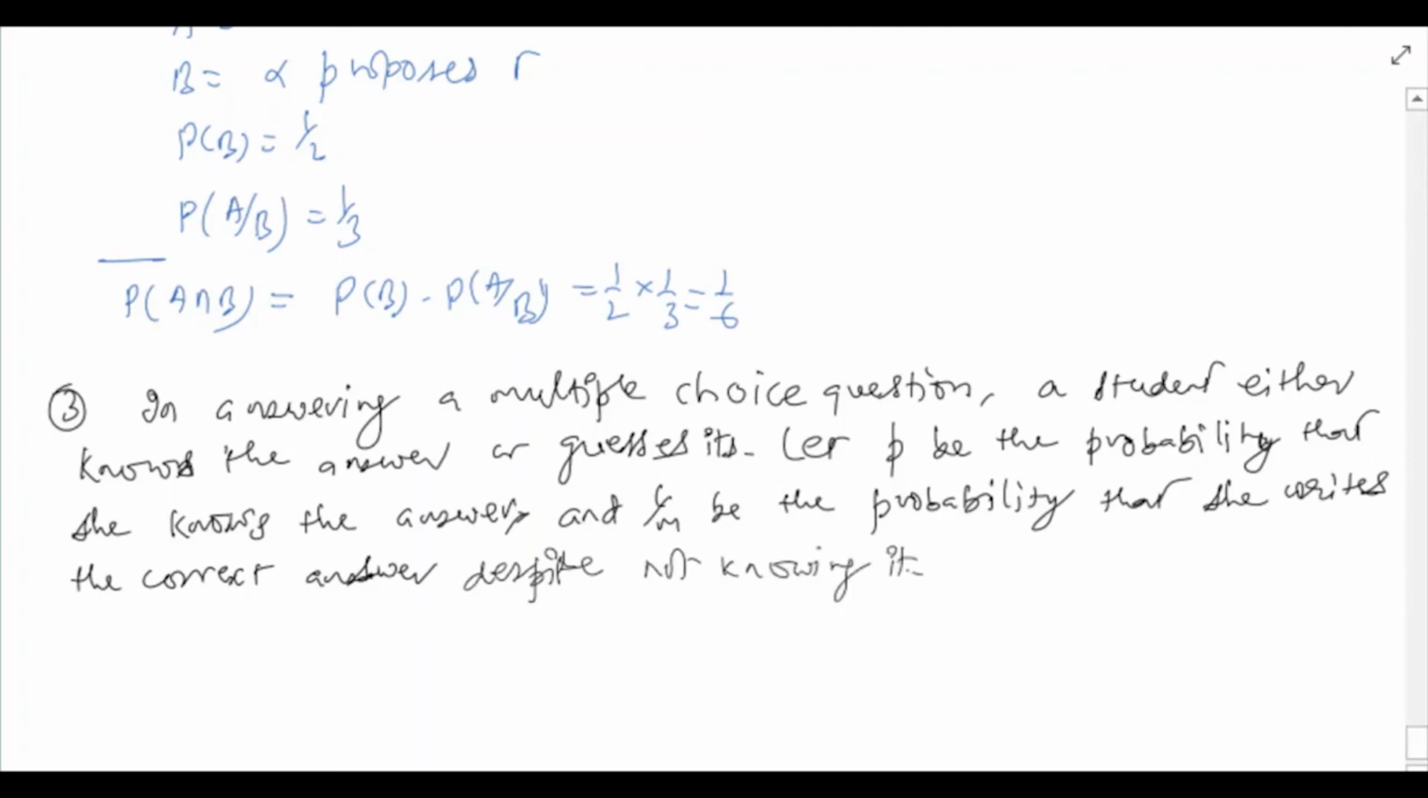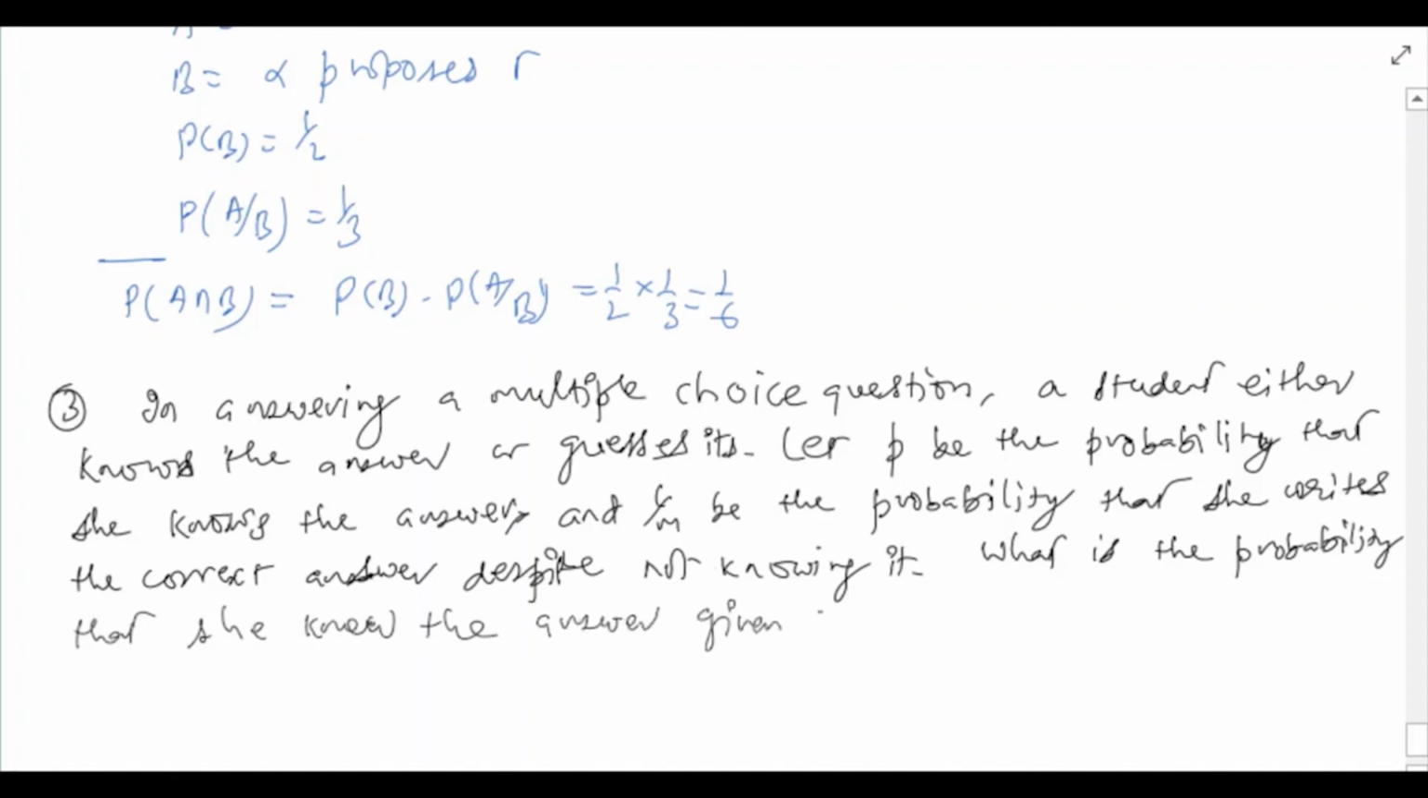We are interested in the probability that student knew the answer given that the answer is correct. What is the probability that she knew the answer given that she wrote correct answer?